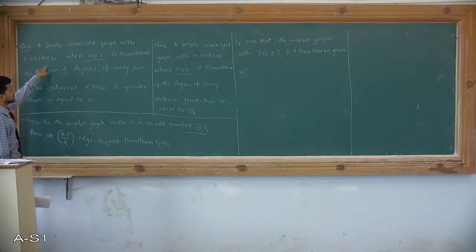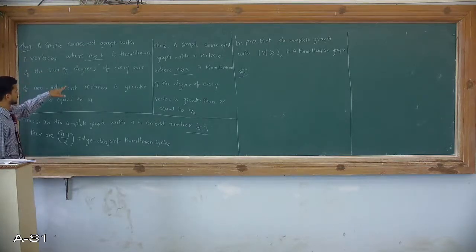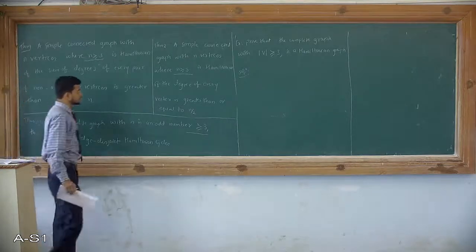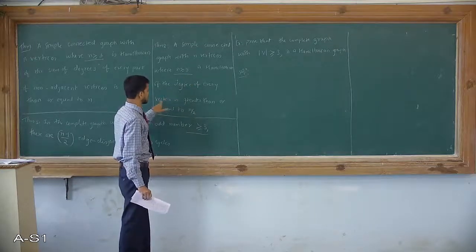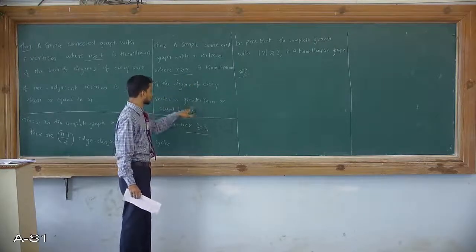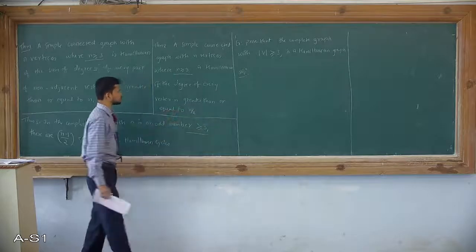A connected graph is Hamiltonian if the sum of the degrees of every pair of non-adjacent vertices is greater than or equal to n. This is the one thing. The second one is, if it is a Hamiltonian graph, the degree of every vertex is greater than or equal to n by 2.